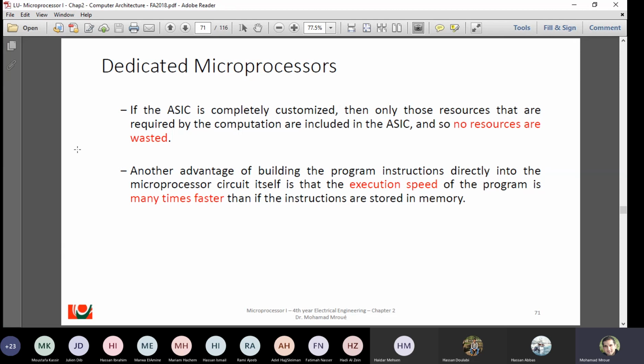Another advantage of building the program instructions directly into the microprocessor circuit itself is that the execution speed of the program is many times faster than if the instructions are stored in memory. Okay.